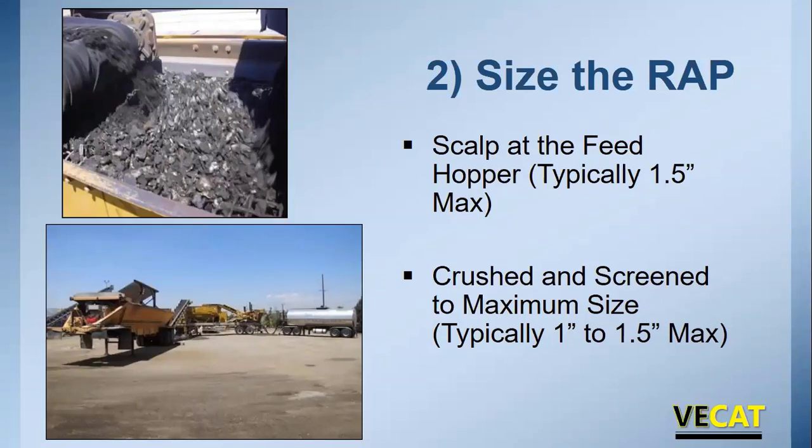Many times we have to crush this RAP, so we'll crush it and screen it to a maximum size. Across the country, we've typically seen it being crushed to 1 to 1.5 inches maximum size. We're pushing toward lower sizes, so I would say now 1 inch is a little more common. But in Virginia, you've crushed it even finer than that.